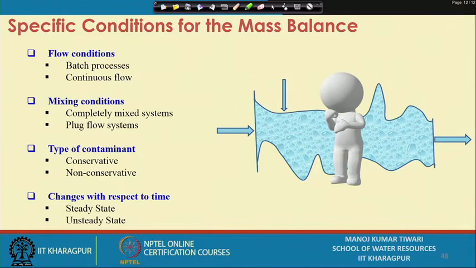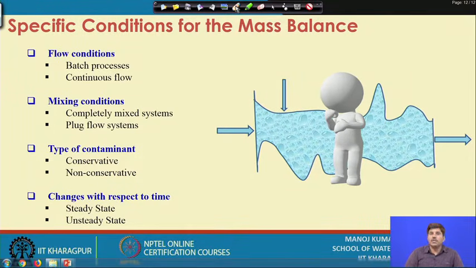To begin with, there are specific conditions in which the mass balance can be applied, and at times we need to know this information. So, what are the flow conditions, whether it is a batch process or a continuous flow process? What are the mixing conditions, whether it is a completely mixed system or a plug flow system? What are the types of contaminants, conservative or non-conservative, and how is it changing with respect to time, whether it is in a steady state or unsteady state?